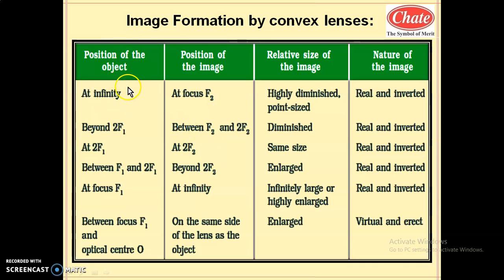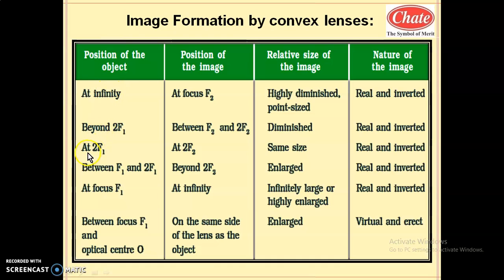So what are the different positions of the object? The positions of the object are again similar to the concave mirror case. The first position is infinity, if the object is at infinity. The second possibility, which we took for the mirror as beyond C, is here beyond 2F1. In that case there was only one center, denoted by C, but now we are calling it C1. C1 is nothing but 2F1. You can say this is beyond C1 or beyond 2F1.